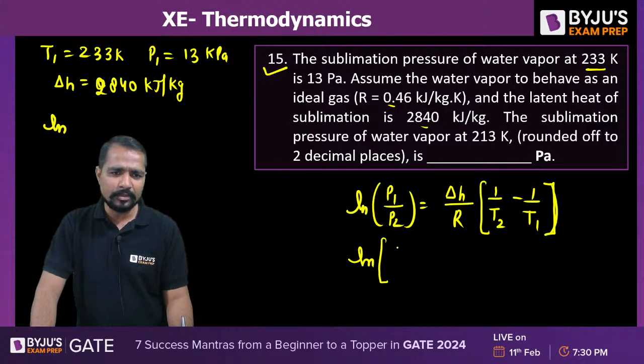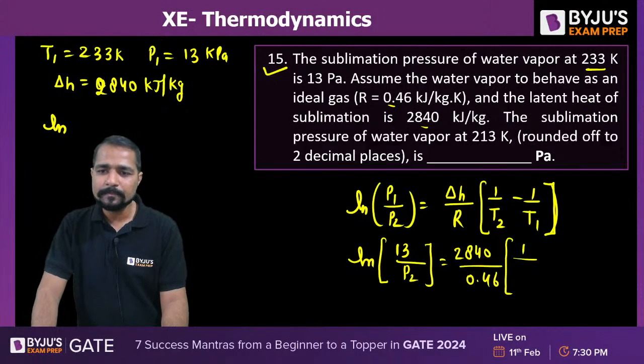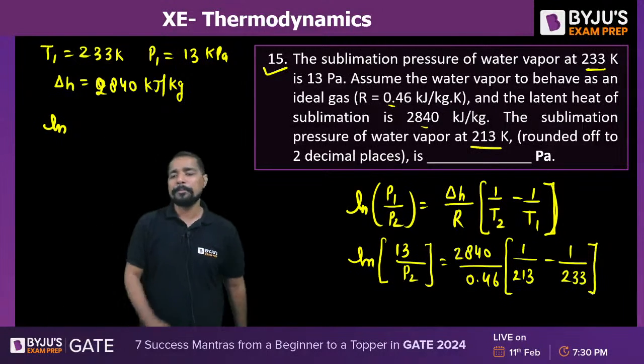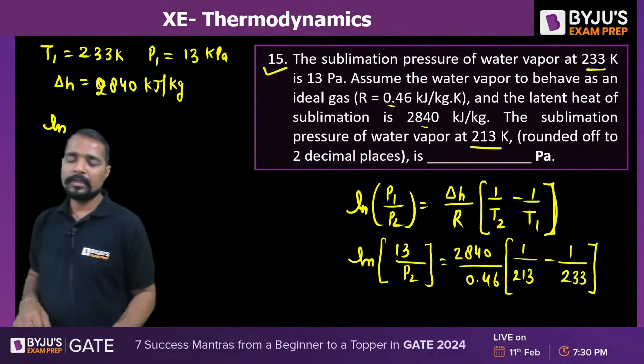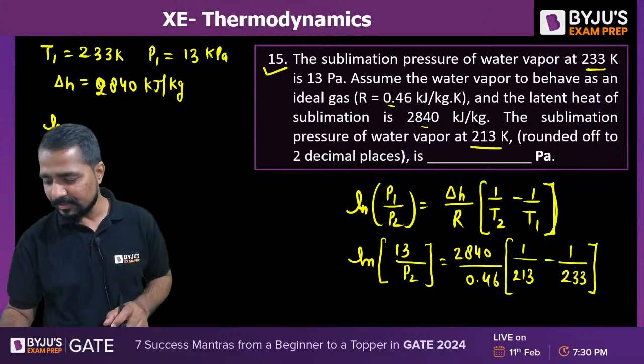So in this case, we can easily write ln. This P1 is given to us as 13 kilopascal. P2 I need to find. Change of enthalpy 2840, plus 0.46, 1 by T2. How much is T2? T2 is 213. Yes, 213 minus 233. Find the value of P2, what exactly are we all getting from here? Let's see.